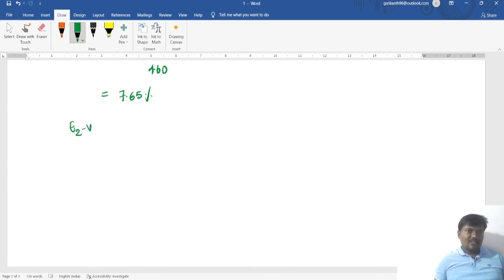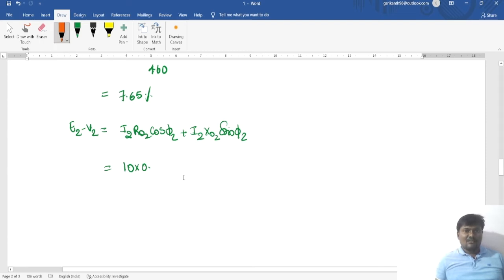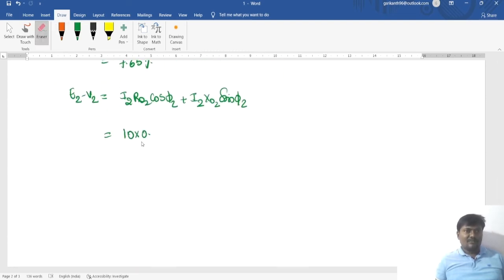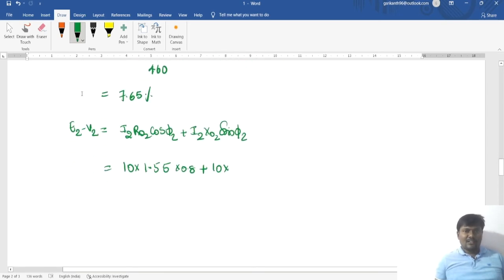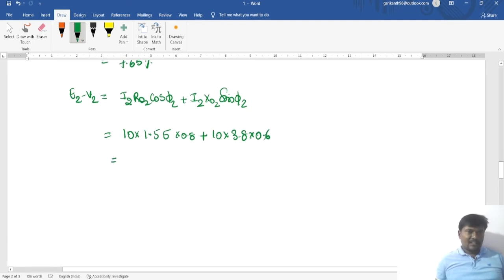He is asking for the terminal voltage. So E2 minus V2 is equal to I2 R02 cos phi 2 plus I2 X02 sin phi 2. I2 is 10, and what is R02? R02 is 1.55. So 10 into 1.55 into 0.8 plus 10 into the X02 value 3.8 into 0.6. So then I am getting the drop as 35.2 volts.